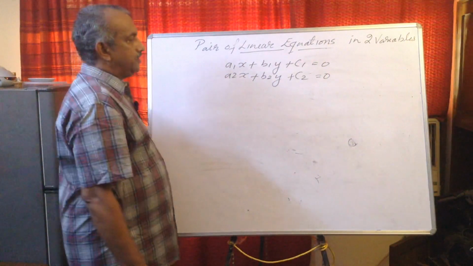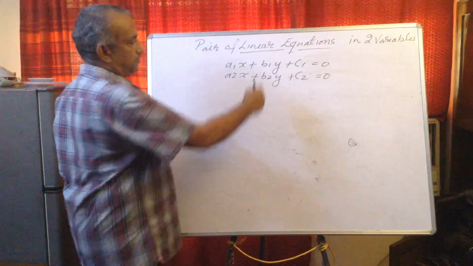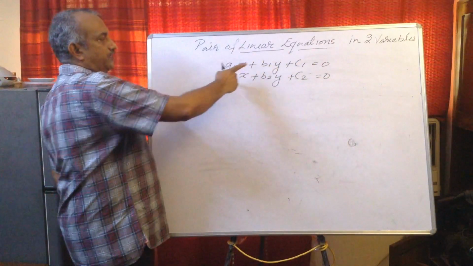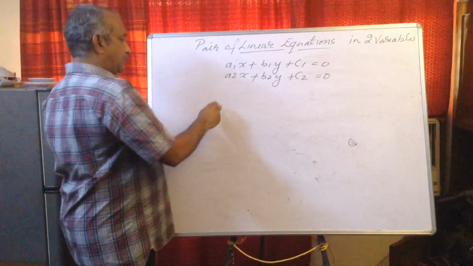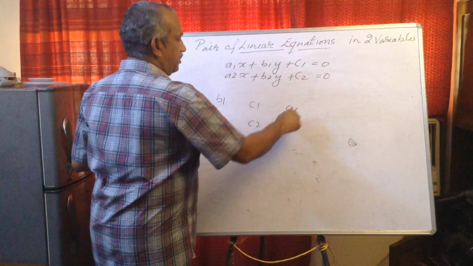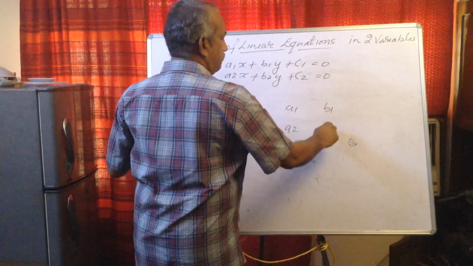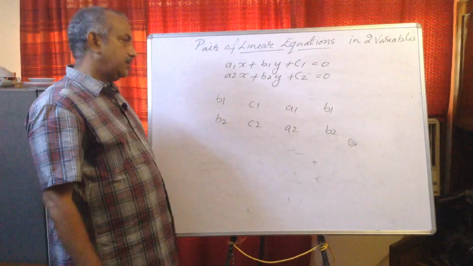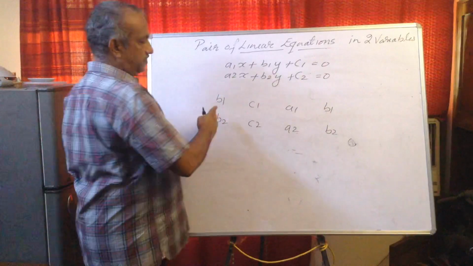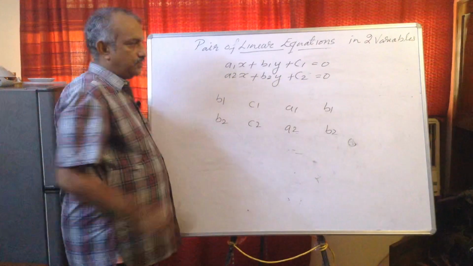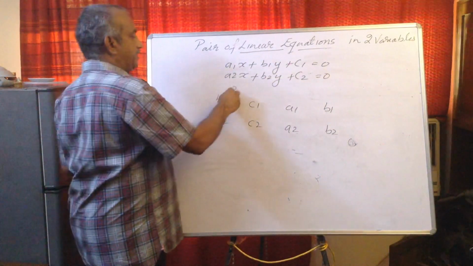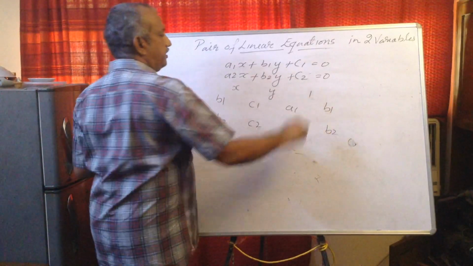Now the next thing is you have to start writing the coefficients of y first, then the numerical coefficient, then the coefficient of x, again the coefficient of y. So we'll write b1, b2, c1, c2, a1, a2, again b1, b2. We'll start with the y coefficient and end with the y coefficient. Go in order. Then here we'll write x, here we'll write y, here we'll write 1.